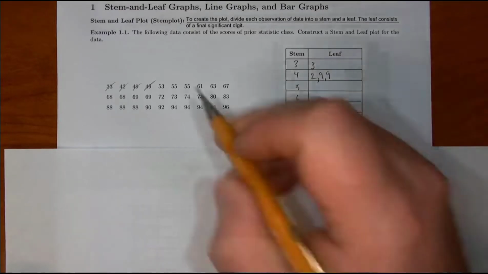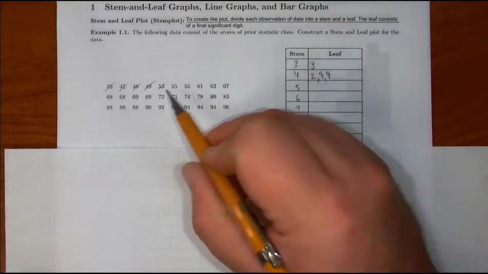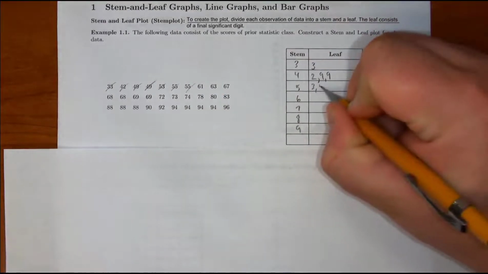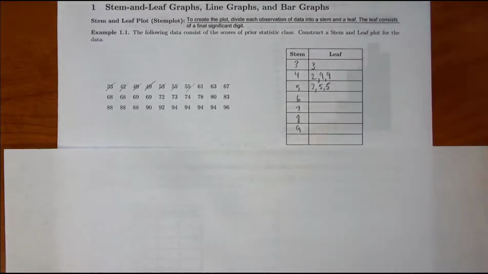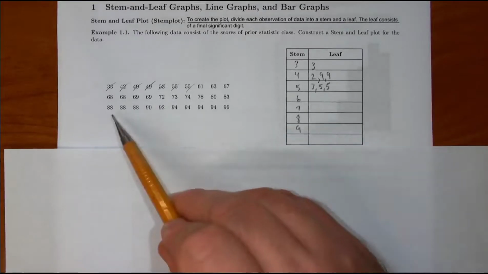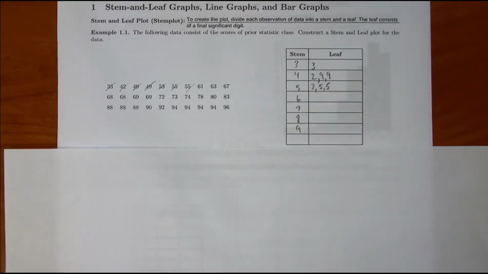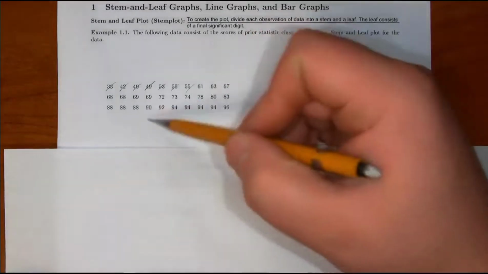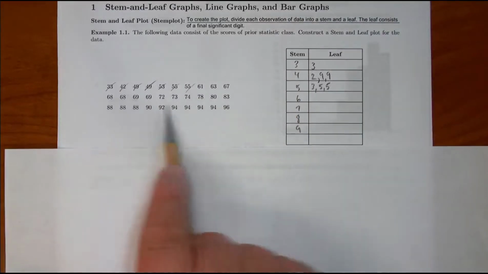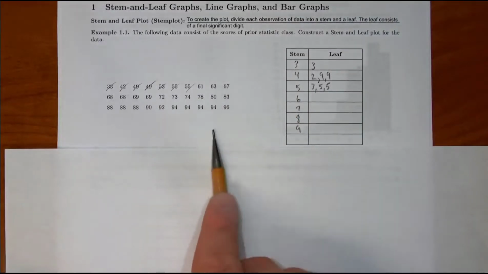50s. Okay, there's a 53. Okay, 53, and then 55, 55. So I'm going to do 3, 5, 5 like so. Let's see, any more 50s? Oh, I just realized I have these data ranked, so I don't have to keep going up and down like this, but clearly I have the data listed from least to greatest, row by row. So no, those are all the 50s.